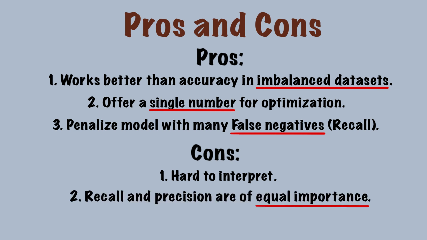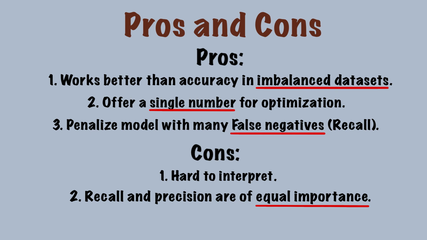The second thing is recall and precision are of equal importance. This is a problem because sometimes we care about one measure more. For example, for random advertisements, we care more about precision because we want to know the percentage of potential customers that become actual customers. However, for access control system, we care about recall more because we want to know the percentage of people with permission that can actually get into the system. So sometimes we do want to emphasize one measure, but F1 score is limited.